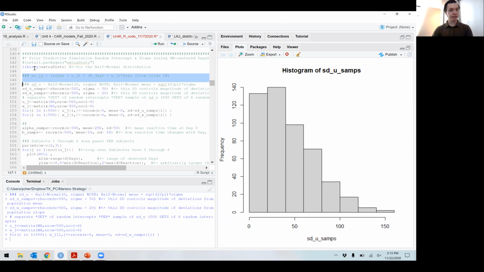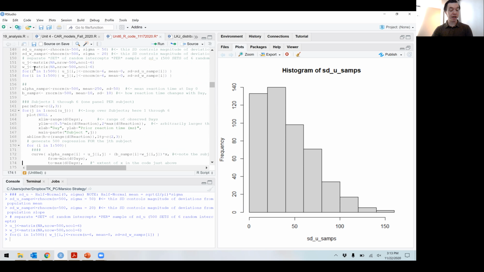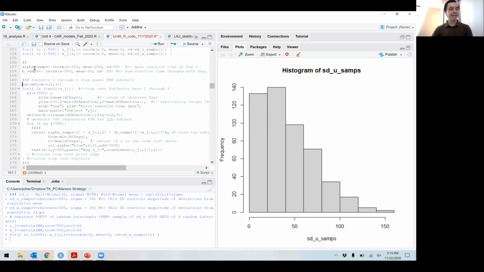I make this initial draw, and these are exactly the priors that I have. So I'm going to make 6 different panels, 1 per subject. I will first make an empty plot, and then for each subject, we'll generate 500 different regression lines. You will notice now I incorporate my random intercept, my subject-specific intercept right there. And I also now incorporate my subject-specific slope right there. All right. Let's see what we get.